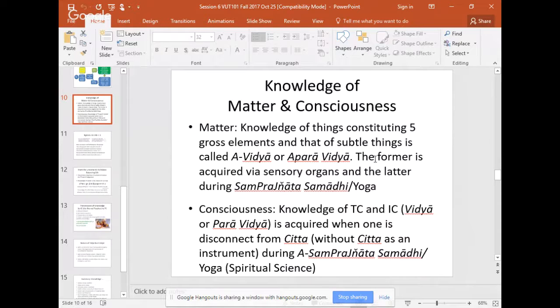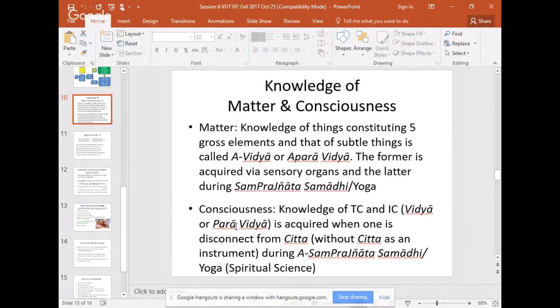So the former, the things that are made of five gross elements, is acquired via sensory organs, and those that are subtle are obtained in sampajyat samadhi. Now the consciousness, because we want to know both knowledge of my consciousness as well as that of infinite consciousness, is called vidya or paravidya. This was avidya or aparavidya.